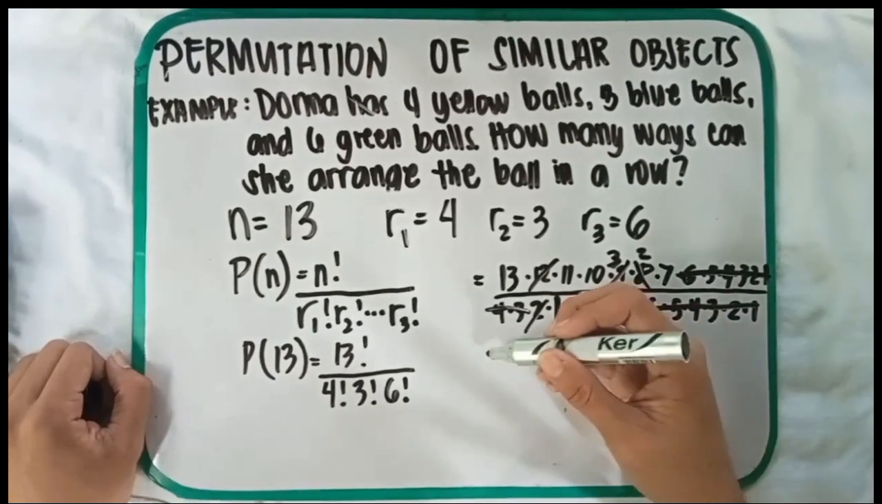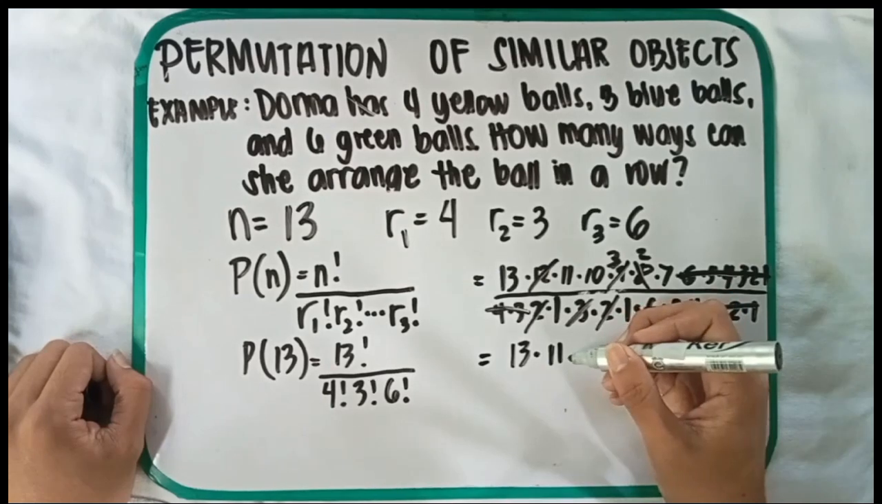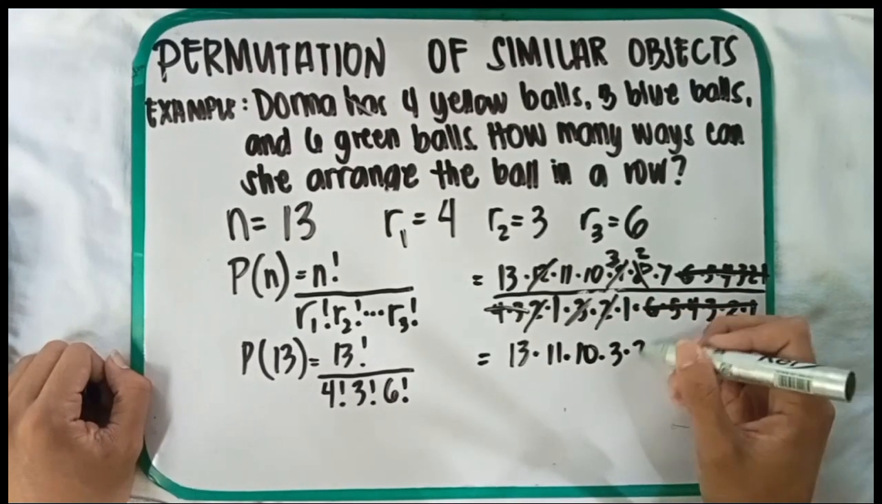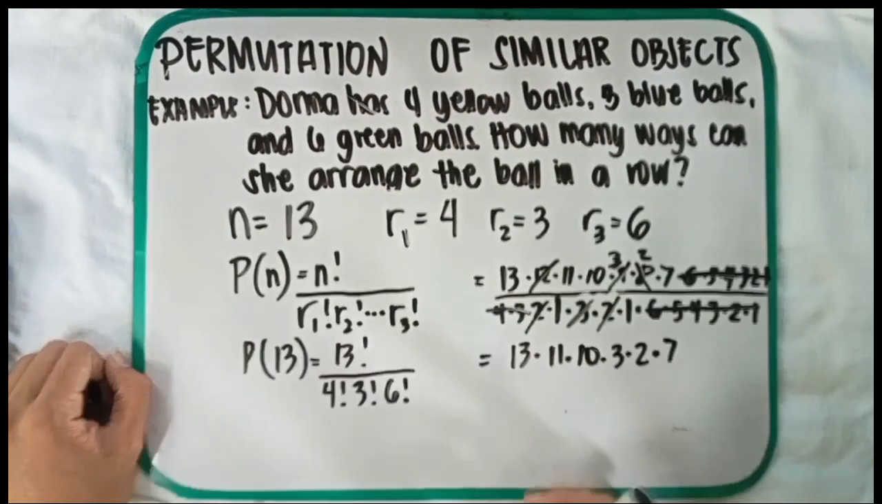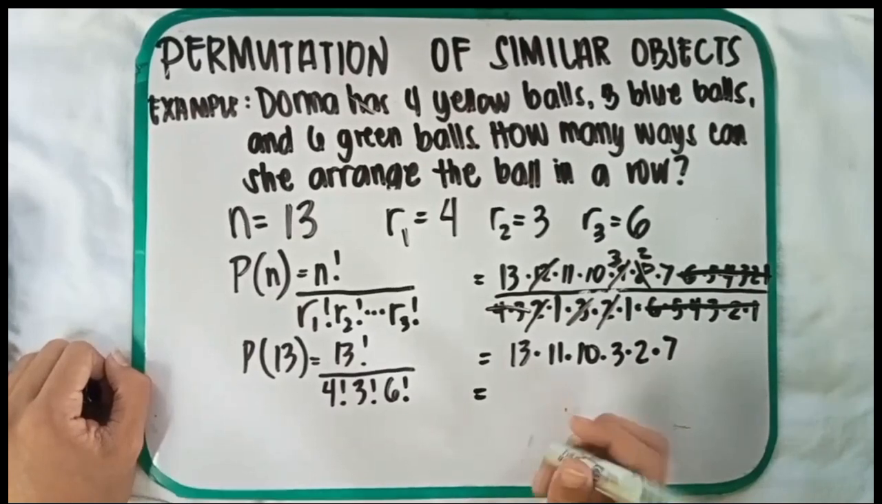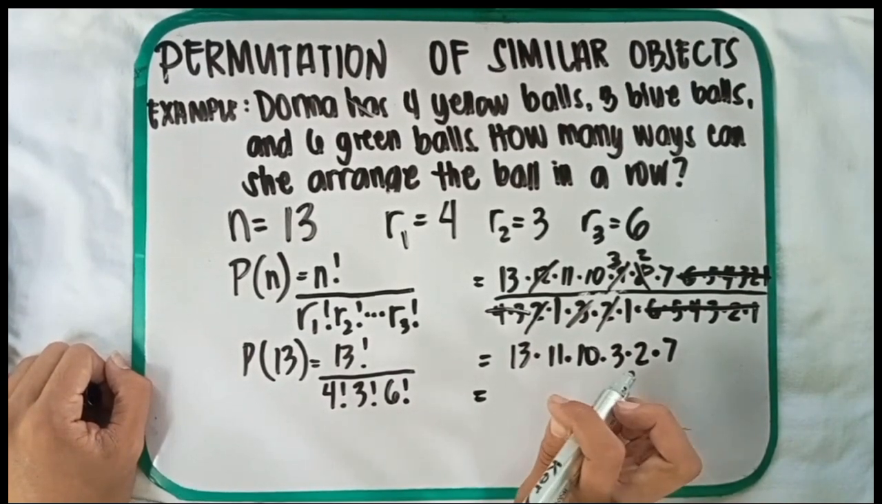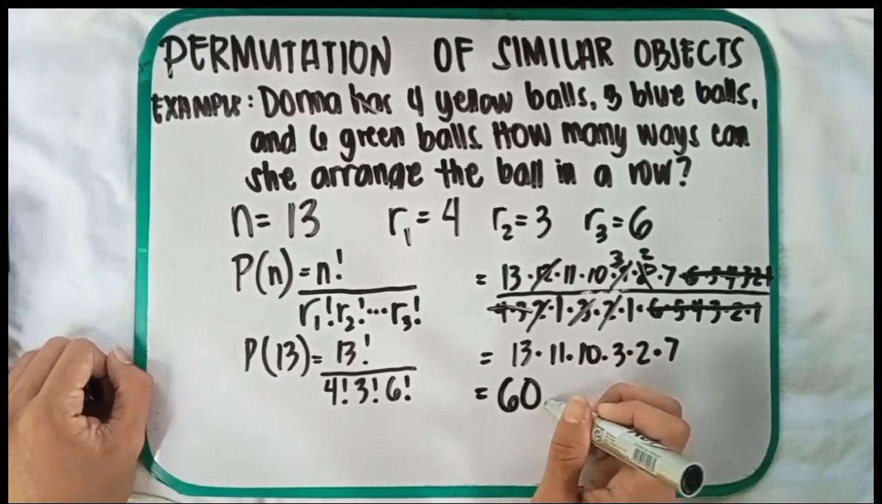So after that, all you have to do is copy the remaining numbers. The remaining numbers are 13 times 11 times 10 times 3 times 2 and times 7. So multiply all these numbers, and the answer is 60,060.